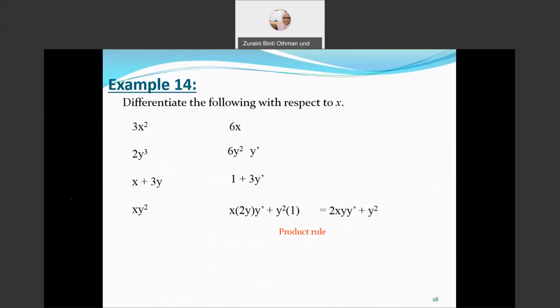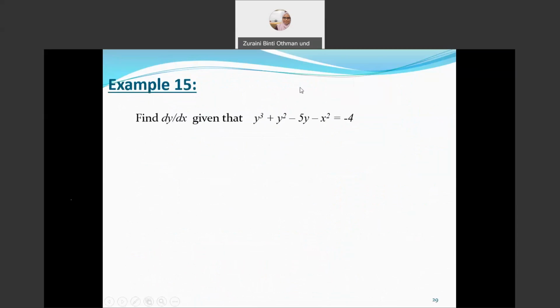Okay, so next is this that we discussed just now. Okay, so how can we find dy over dx by given this? Okay, so here nampak tak kat sini? It depends on you. If you want to put dy over dx or y prime, belakang mana-mana pun boleh.